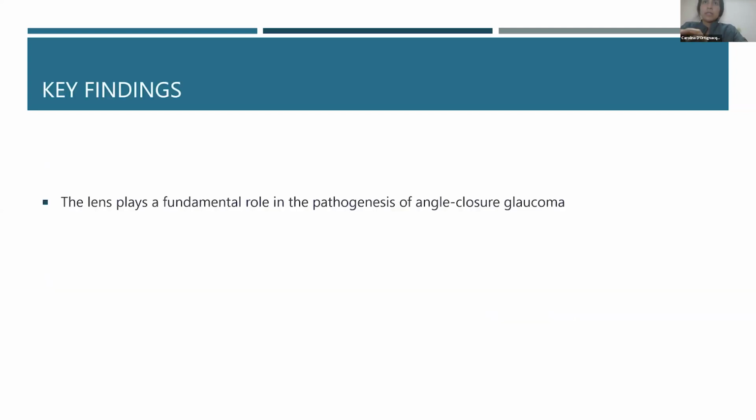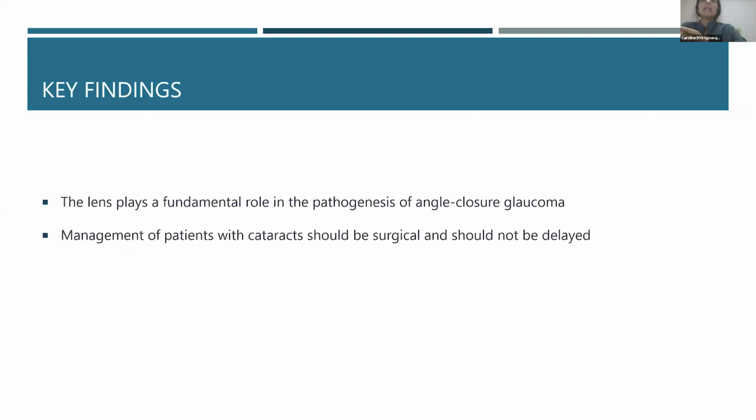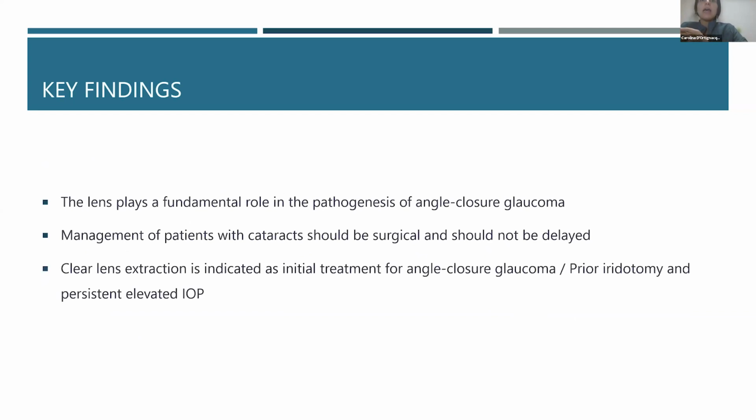So the key findings with this is that the lens plays a fundamental role in the pathogenesis of angle closure glaucoma. The management of patients with cataract should be surgical and should not be delayed, and the clear lens extraction is indicated as initial treatment for angle closure glaucoma, prior iridotomy, and persistent elevated IOP. So they were talking about that sometimes the iridotomy is not enough, so we have to think about surgery, even if the lens is clear.